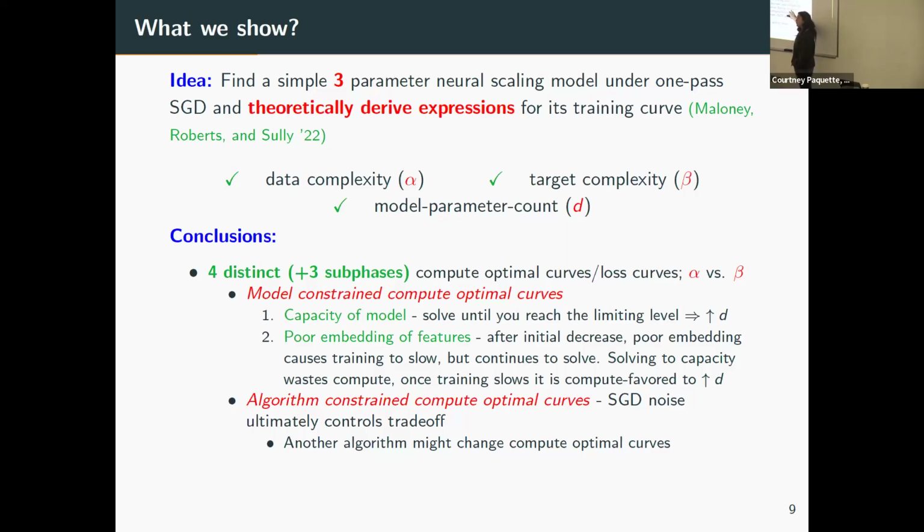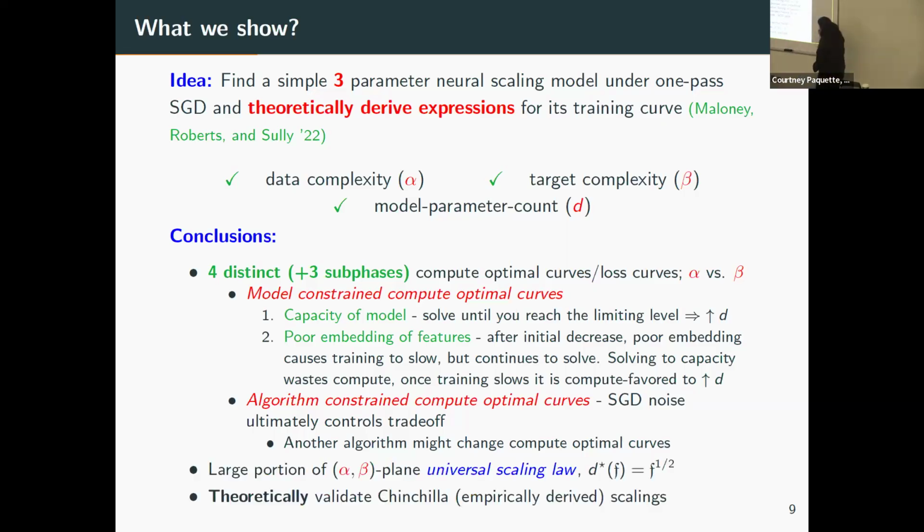If you have too much noise in your data, your signals get lost in the noise, and it's too expensive to actually solve through the noise to find those signals. It's actually not as good. That's going to be poor feature embedding. And then there's another area which I'll talk about, which has to do with SGD itself. SGD creates noise. That noise can obstruct your progress as well.